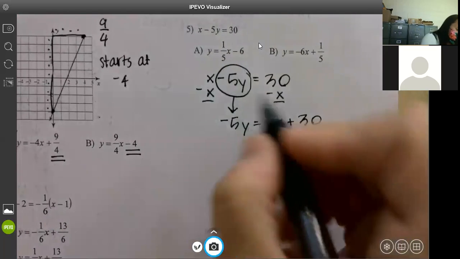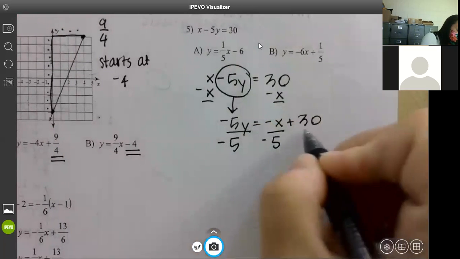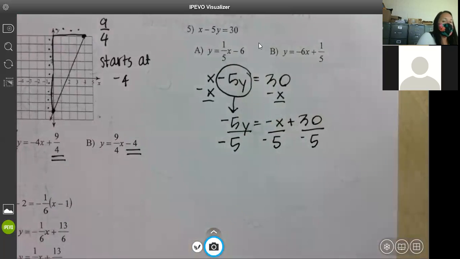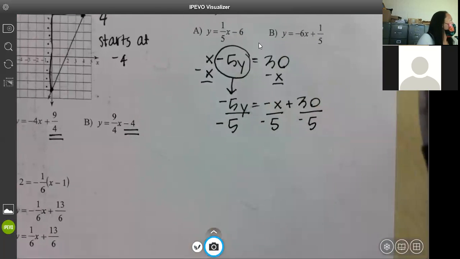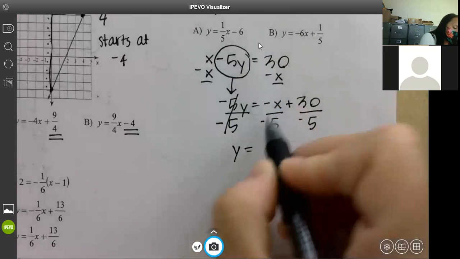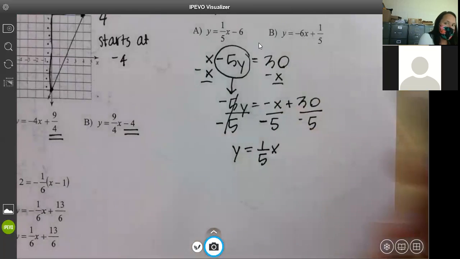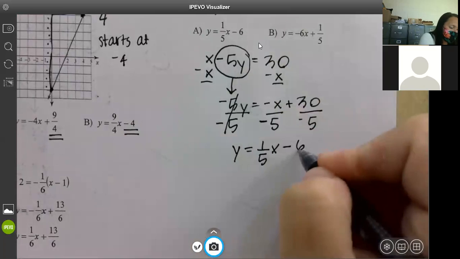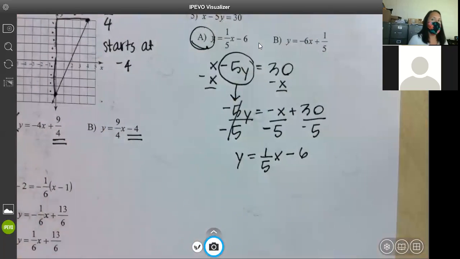How do I solve? Make sure you divide by -5. Keep that negative with it. You will have an answer that will have like a positive 1/5 and a negative 1/5, so be careful about those, okay? So this is Y. Negative over negative makes a positive 1/5 X. 30 divided by 5 is -6. Make sure you watch those signs because you might have a 1/5 X plus 6. So watch it. Your answer on this one should have been A.